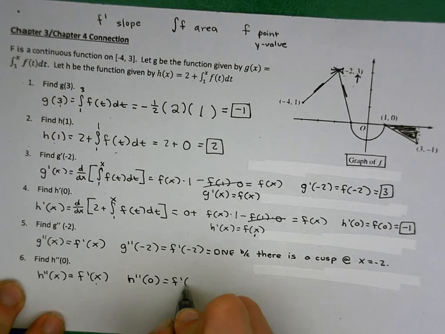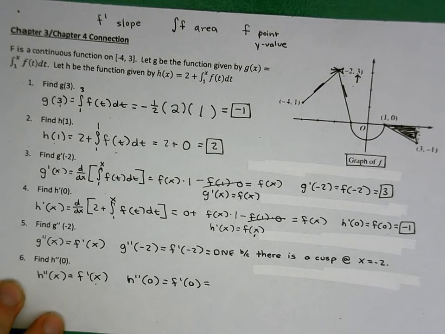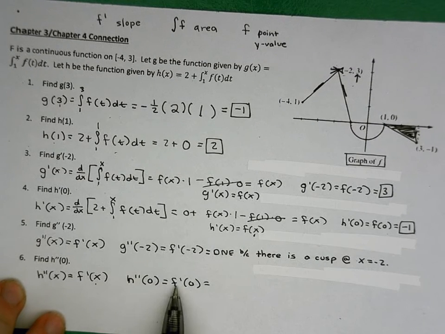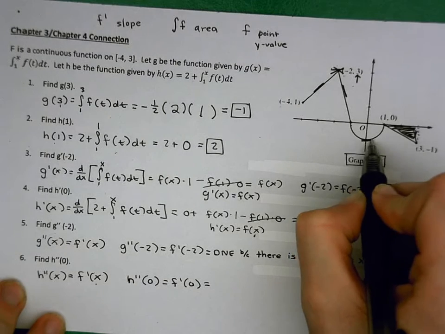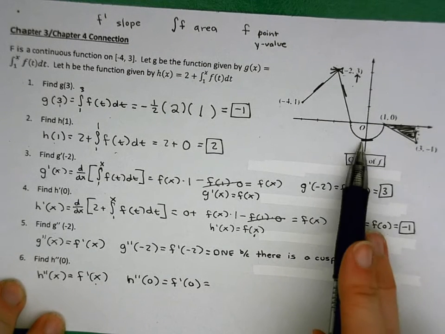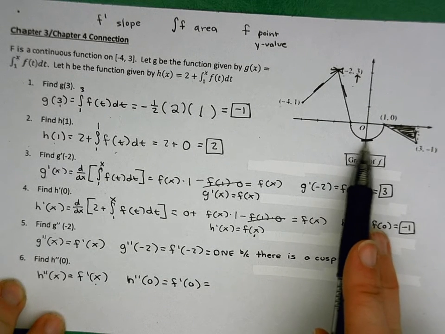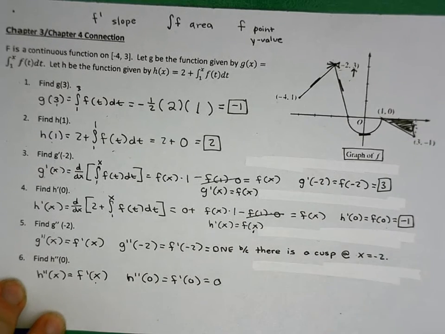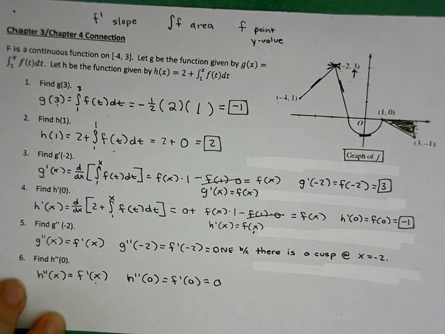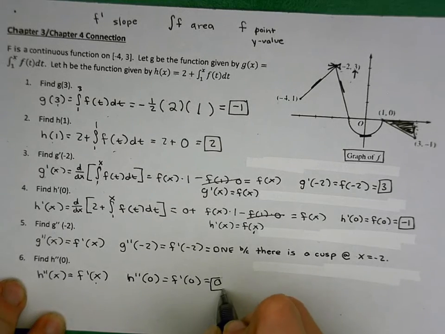That's equal to f prime of 0. What's the slope of the tangent line? That's what a derivative is. Slope of the tangent line at x equals 0. If I drew in my tangent line here, at x equals 0, that tangent line is horizontal, which means that my slope is 0. Okay. And there you go.